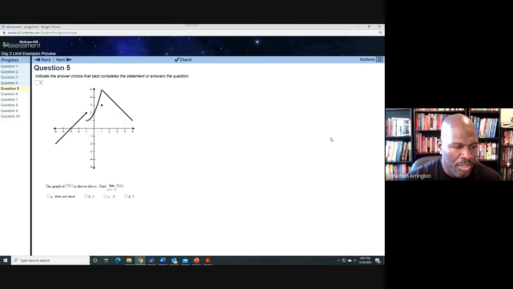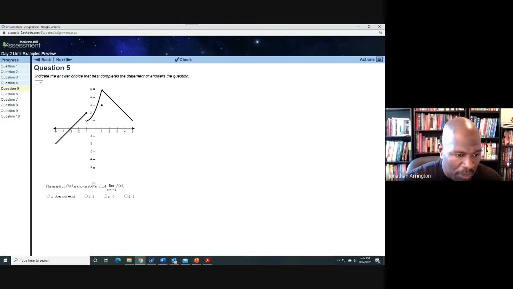Okay, so here's our first graph problem. This represents the graph of f of x, and we're going to find the limit as x approaches negative 1. So we want to look at the value that f of x approaches. f of x is the same thing as y, so we're looking at y values. We want to look at the y value that the graph is getting arbitrarily close to as x approaches negative 1 from the left and from the right. There needs to be agreement there for the limit to exist.